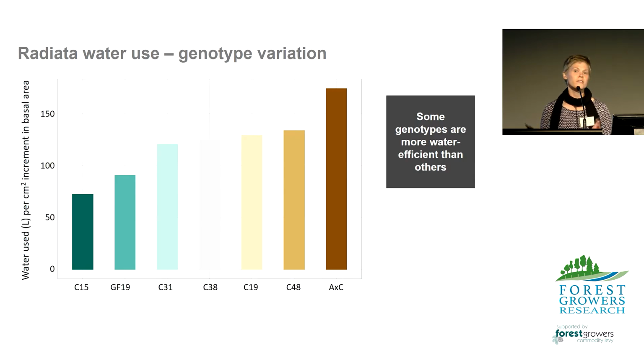But if water is a concern where trees are being planted, one option is to think, what type of tree should I plant here? What we can see in this graph here is a number of different radiata genotypes and their water use. We're looking at water used in liters per centimeter squared increment in basal area. And you can see very clearly that some genotypes are more water efficient than others. These are in fact the same genotypes you saw earlier that are planted at the Southern Kaingaroa trial. So we can choose genotypes for their ability to attract beneficial microbes. We can also choose them for their water use efficiency.